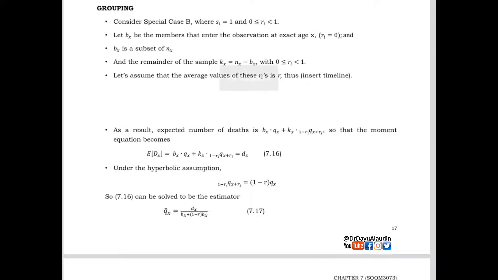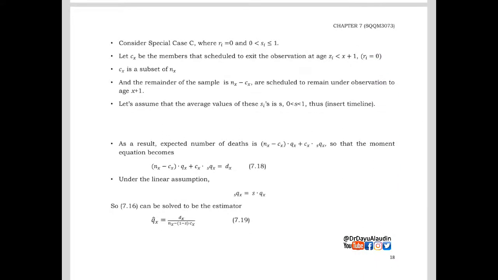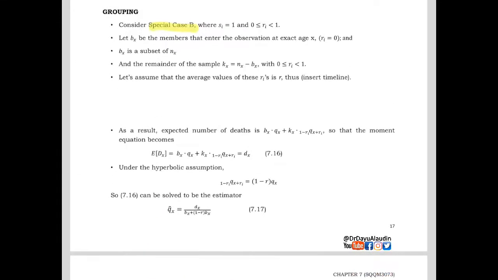And now we go to grouping. How to group according to the special case. So we just divide the grouping into two cases, special case B and special case C, because special case A is between interval 0 and 1. For special case B, where the Ri is between 0 and 1 and Si is 1, we denote it as Bx. So the Bx is a subset of Nx. So Nx is the number of people contributing in the observation.